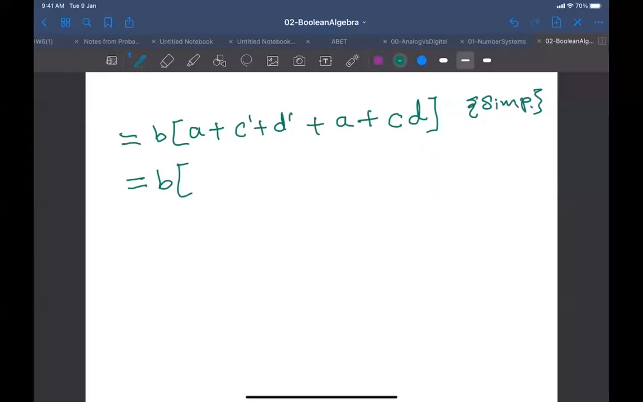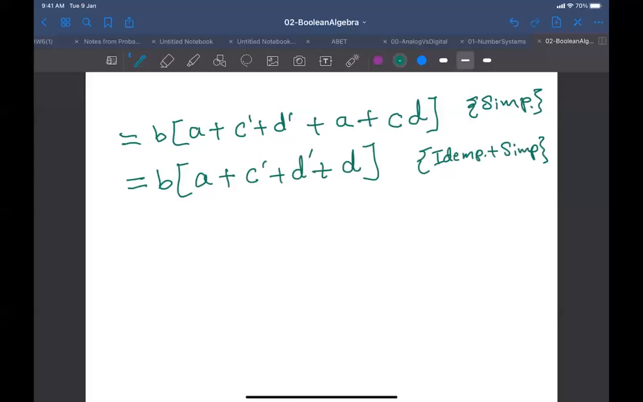So A or C complement or D complement or A. Of course, I can get rid of this A now, because of idempotence. And then you can say D. Both are fine, C or D, whatever you want. So this is by idempotence plus simplification.